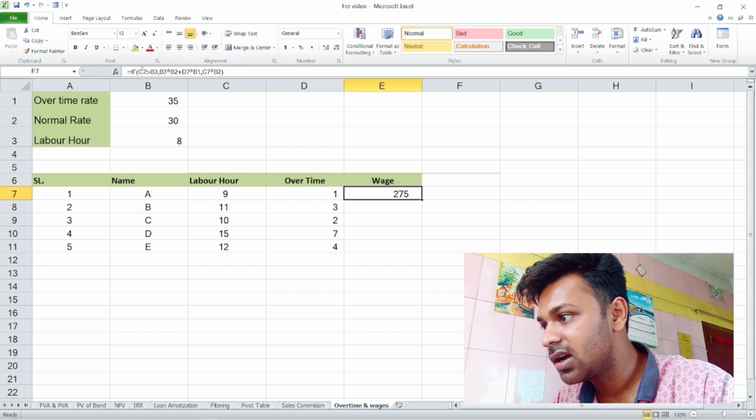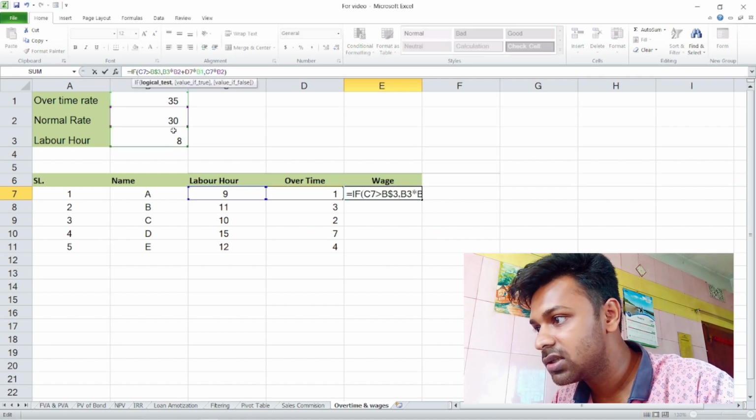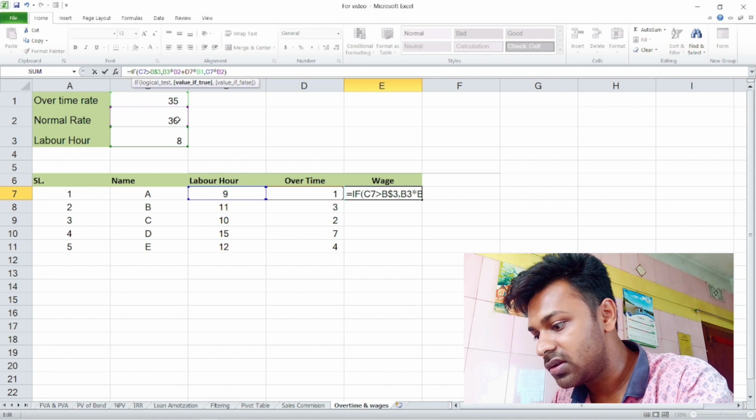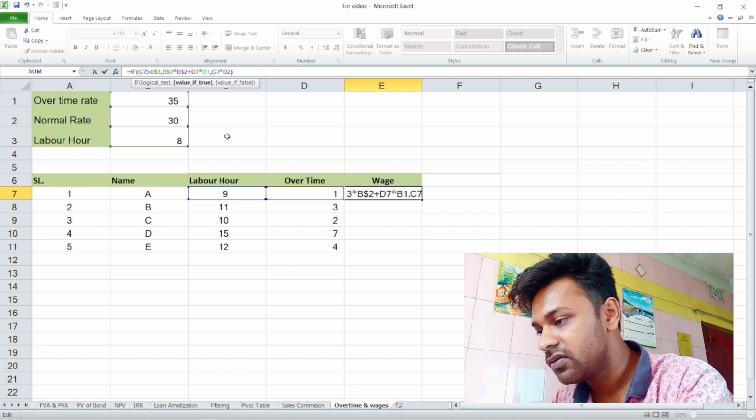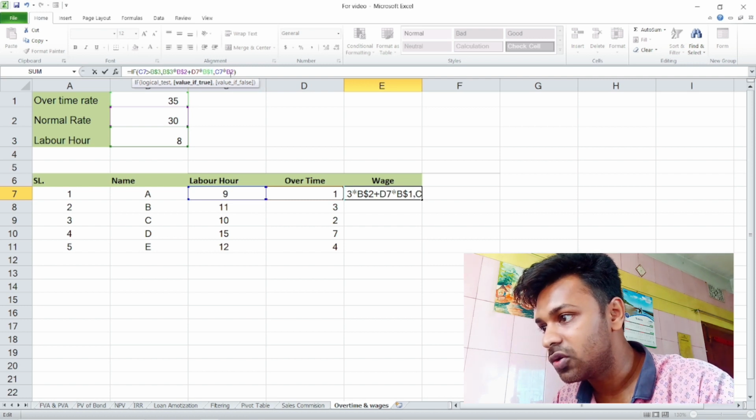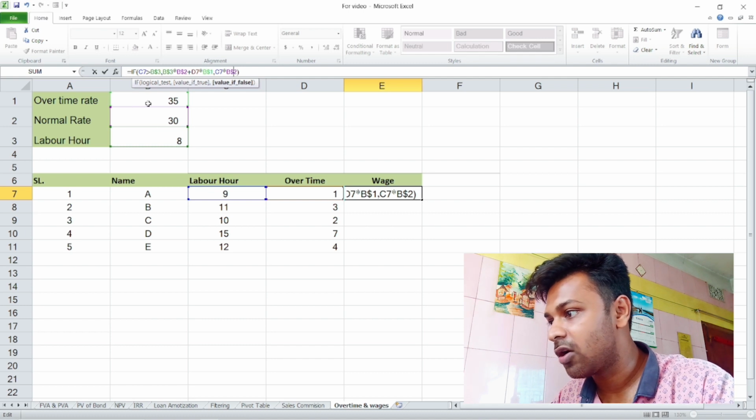Now freeze those data. B3 will be frozen, and the other rate cells will be frozen too. All those data, overtime rate, normal rate, and labor hour, will be frozen.